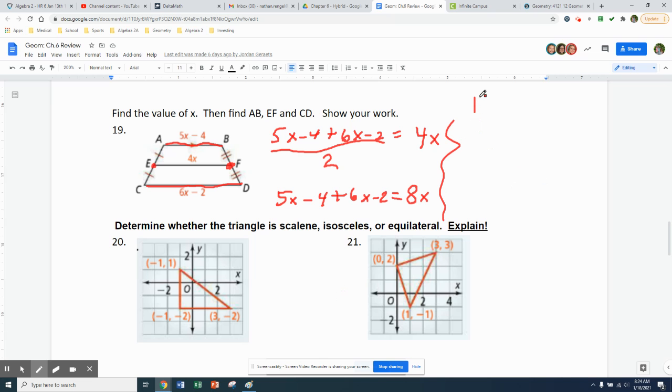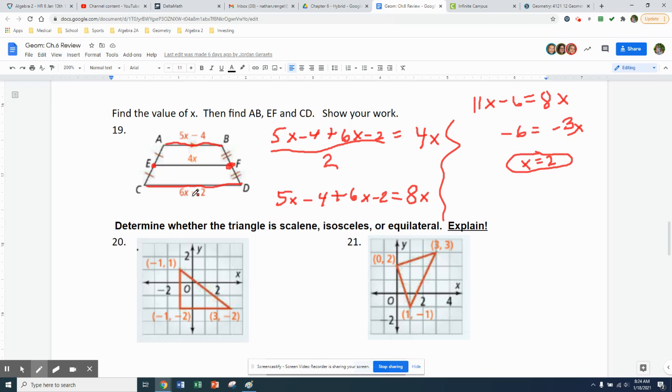We'll kind of separate that here. We're going to get 11x minus 6 equals 8x. We will subtract 11x over, so we'll get negative 6 equals negative 3x. Divide both sides by negative 3, we'll get x is equal to 2. Once you know what x is, you can plug 2 back in, and you'll get your results.